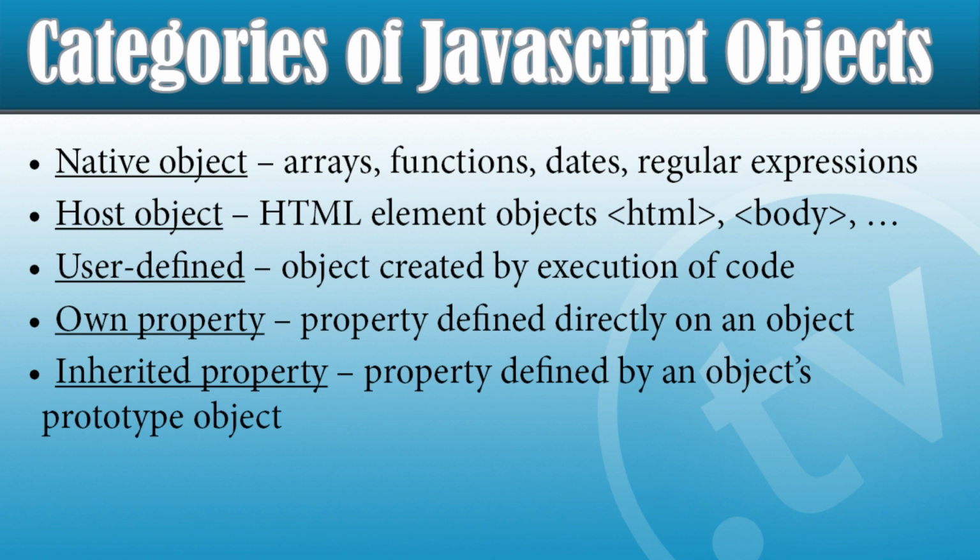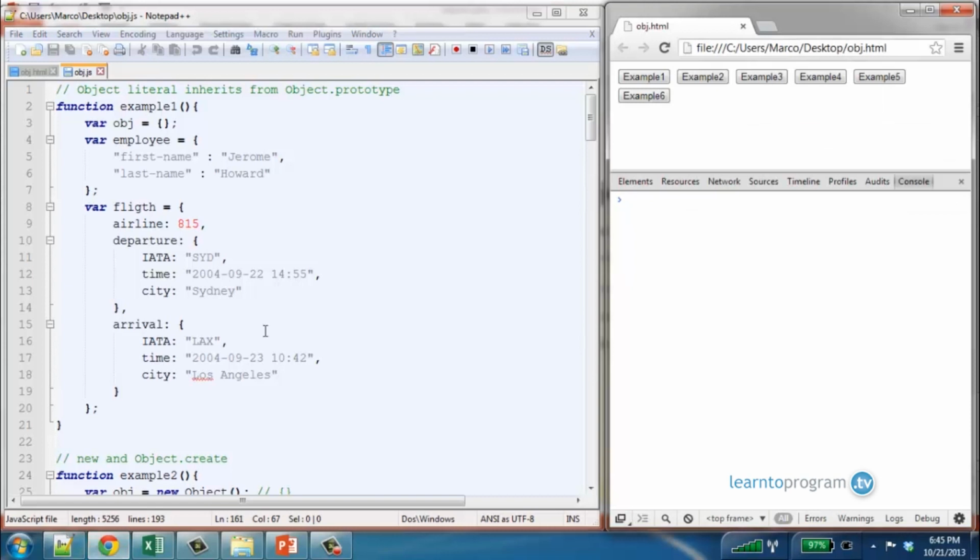Let's start with the basic example. Example number 1 is how to create an object. Basically, empty curly braces enclose the properties. On the left is the name of the property, on the right is the value of the property. So if we define an object, an employee, and a flight, the flight has 3 properties: airline, departure, and arrival. Employee has 2 properties: first name and last name. An empty object does not have any properties.